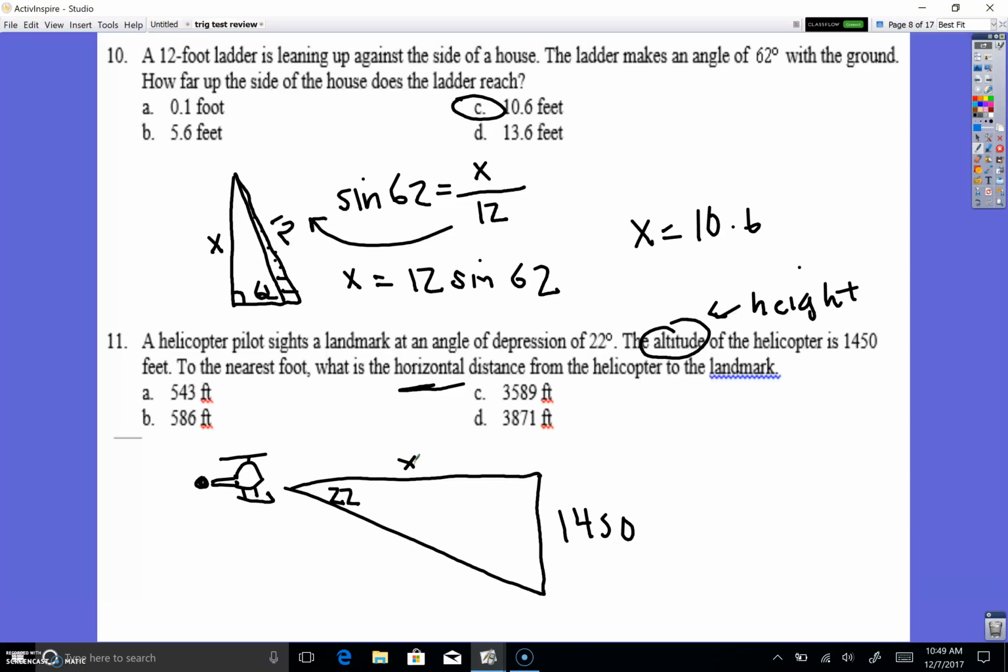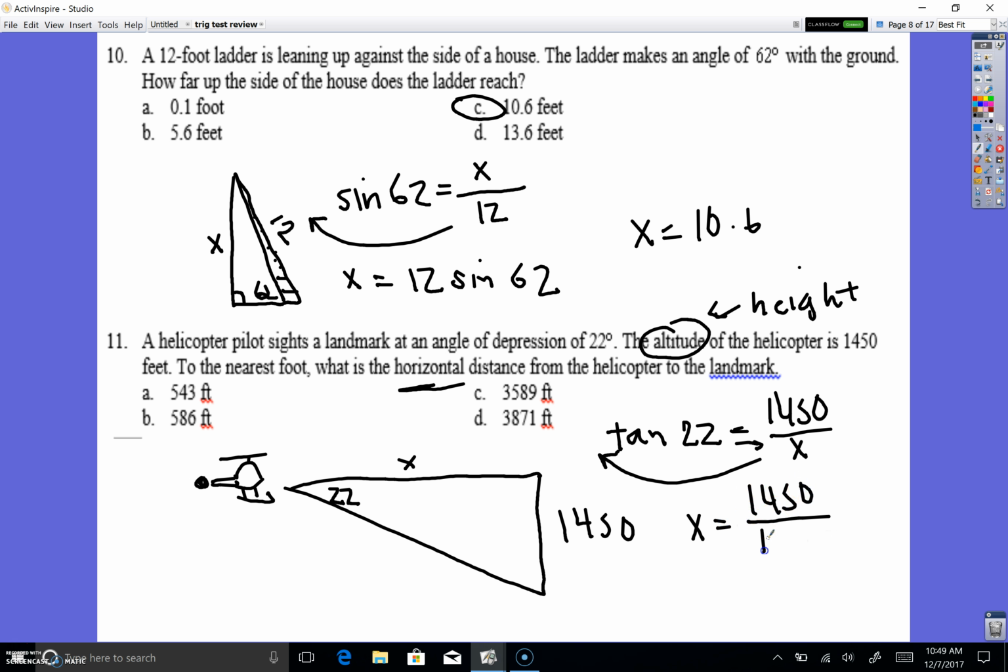So they want the horizontal distance. All right, so this is an opposite over adjacent. Okay, so tan 22 is equal to 1450 over x. Remember, if x is on the bottom, we got to switch places with it. So x is equal to 1450 divided by tangent of 22 degrees. We do that, we get a big number, and it becomes 3,589. Okay, so that's C.